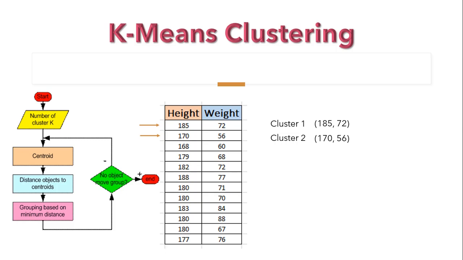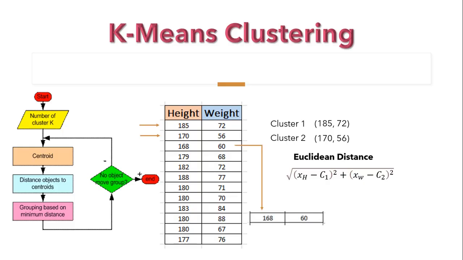We will find the Euclidean distance for row 3 with cluster 1 and cluster 2. And we already know the formula for finding the Euclidean distance, that is the square root of the square of x of h minus centroid 1 plus the square of x of w minus centroid 2. Now we will calculate the Euclidean distance for row 3 with both cluster 1 and cluster 2. The Euclidean distance for row 3 with cluster 1 will be the square root of (168 minus 185) whole square plus (60 minus 72) whole square, and it is calculated as 20.80.